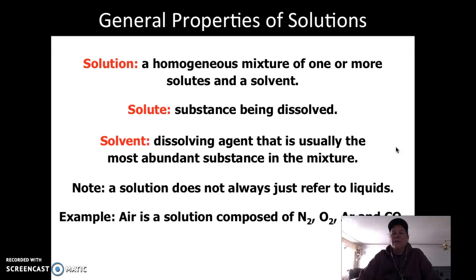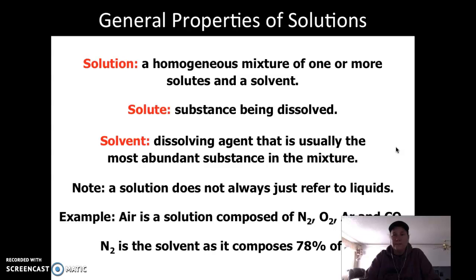Okay, and again, remember, a solution doesn't have to refer to liquids. We talked about it. Air is a mixture of nitrogen gas, oxygen gas, argon, carbon dioxide, water vapor, all kinds of things. So anything that's well mixed together is a solution. And I know it sounds weird that air is a solution, but it really is.